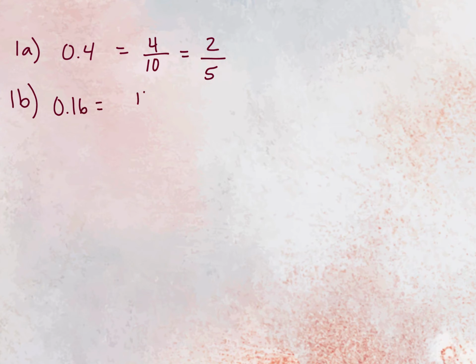This is 16 hundredths, because the 6 is in the hundredths place. You can divide by 4, that would give you 4, and 4 quarters fit into 100. And 25 isn't even, and it won't simplify any more than that.